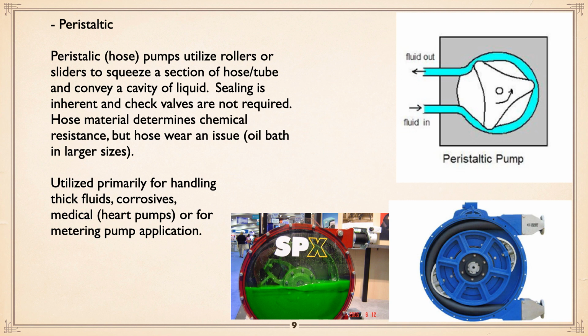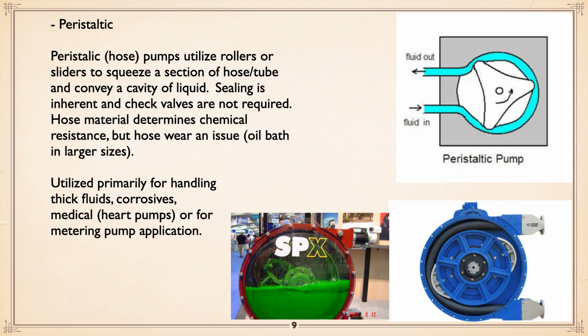Peristaltic pumps, hose pumps. As you can see in the top drawing there, it's like a toothpaste tube. Liquid comes in at the bottom, the rotor is turning counterclockwise, squishing the tube as it goes around, and out it goes. The fluid never touches anything but the hose, so you can get materials that can handle different chemicals. Okay? But hose wear is an issue.